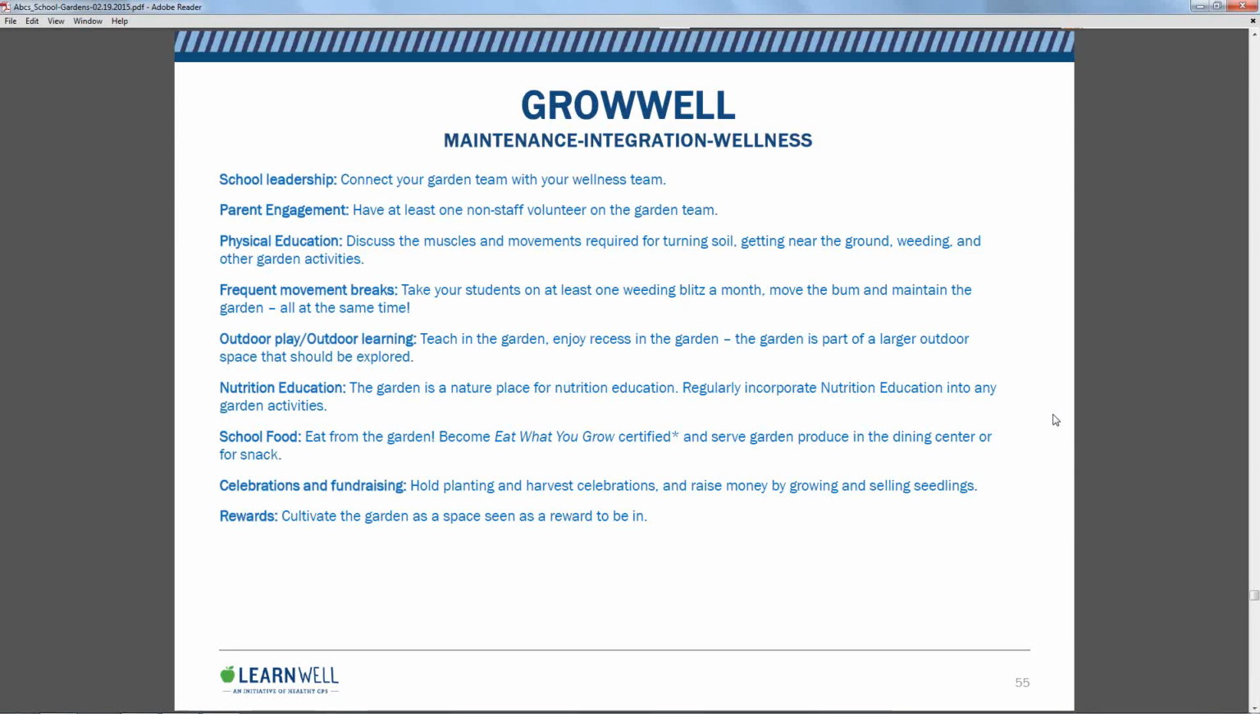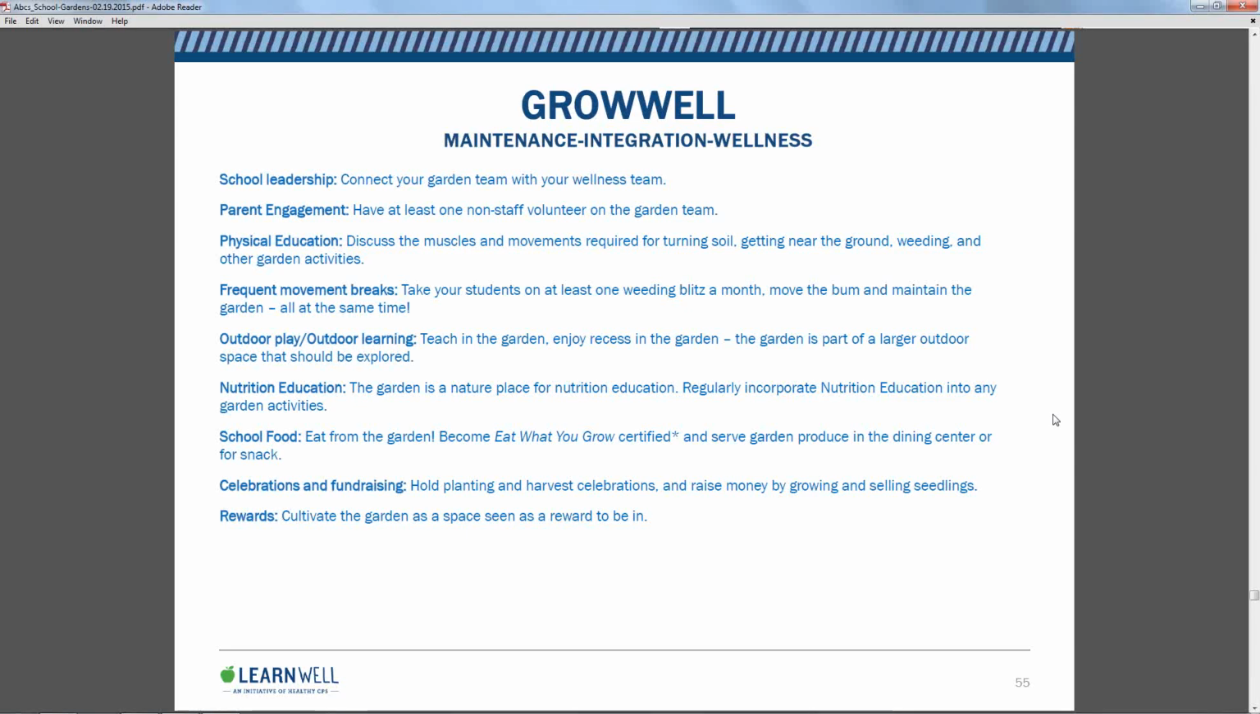We want to ensure that school gardens are used for celebrations and fundraisers, so holding planting days, harvest days, doing walkathons through the garden space, selling seedlings, for instance, as a fundraiser, growing flowers and bulbs that'll bloom early in the year and then replanting right after they come up with vegetables. Selling those flowers around Mother's Day can be a great fundraiser.